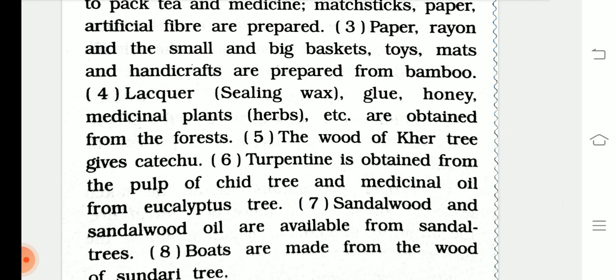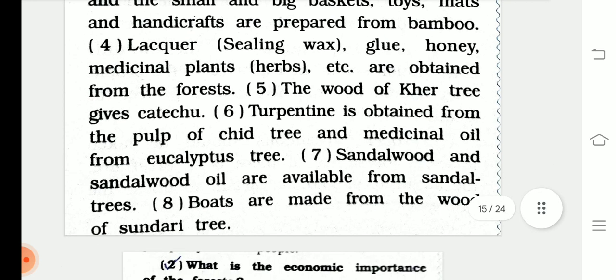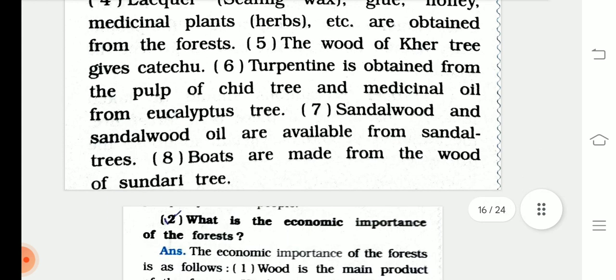Turpentine is obtained from the pulp of the chir tree, and medicinal oil from the liquidambar tree. Sandalwood and sandalwood oil are also available from the sandal trees. Pots are made from the wood of the sundari tree.